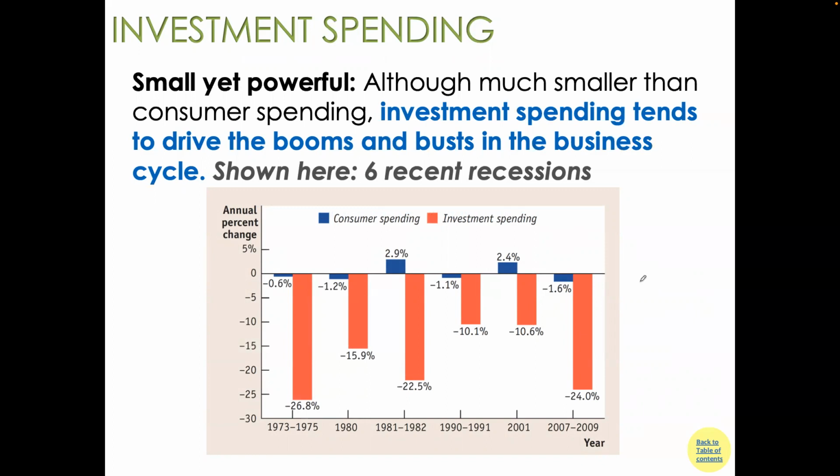C is close to 70%, right? So that immediately means I is going to be small because the rest is going to be around 30%, right? However, even though it's small, investment can drive the fluctuation of our economy in a very significant way. Let's look at the data. Here, we have 6 episodes of recession.